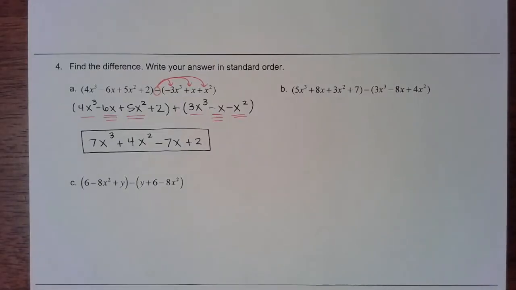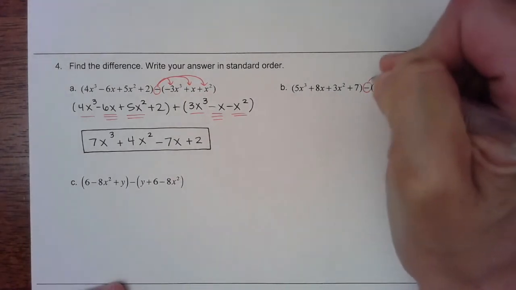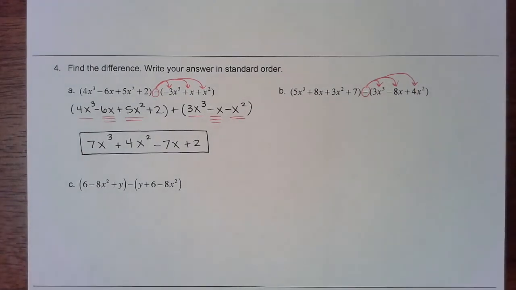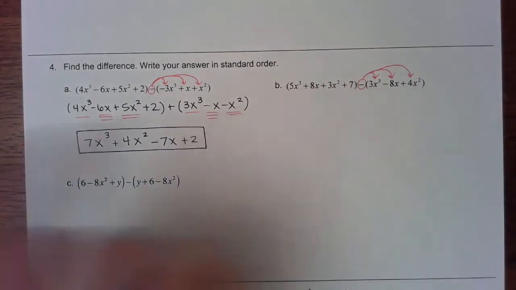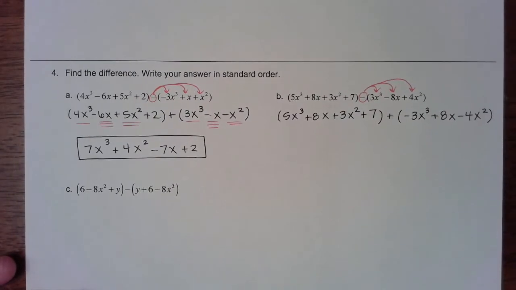On question number 4b, you don't want to start by underlining the ones that match up, because you see that there's a minus in the middle. So this subtraction sign means that all 3 of the signs in front of these 3 terms will change. The first part will stay the same, and then on the second part they'll all change. And so that's what's been shown here.